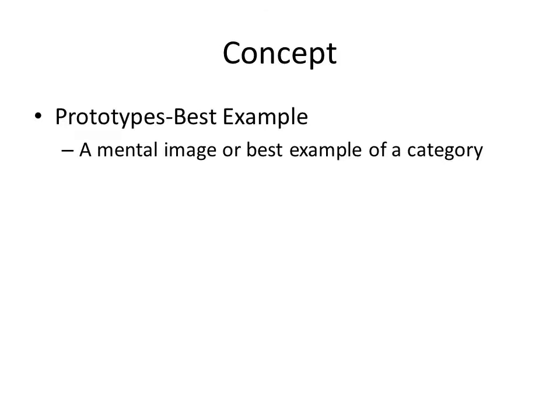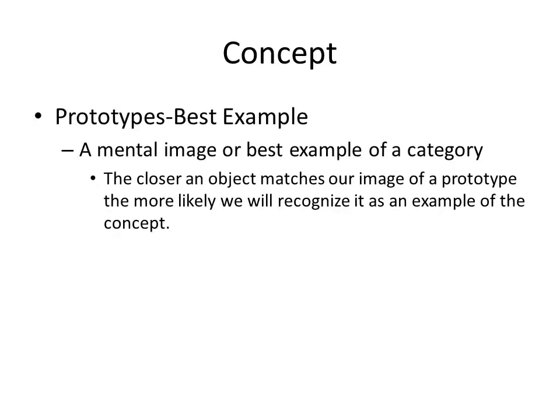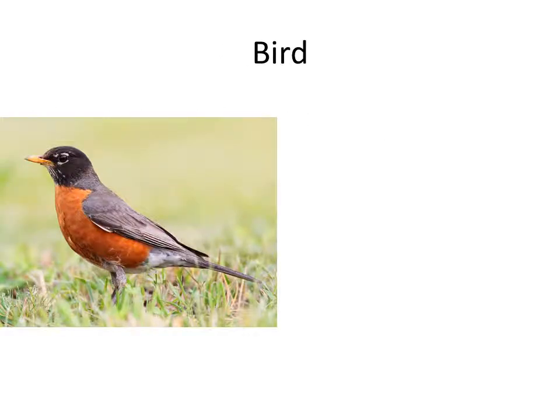So following that concept idea, usually for a concept, we have a prototype, which is the best example of that concept. It's a mental image or a best example of the category. Okay. The closer an object is to match that prototype, the more likely you will be able to recognize that as an example of the concept. So here's the example. If I said the word bird to you, most of you in your heads would probably picture something that's similar to a robin. That's the prototype for your bird.